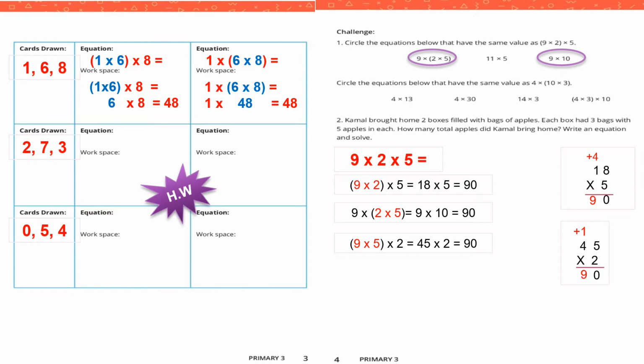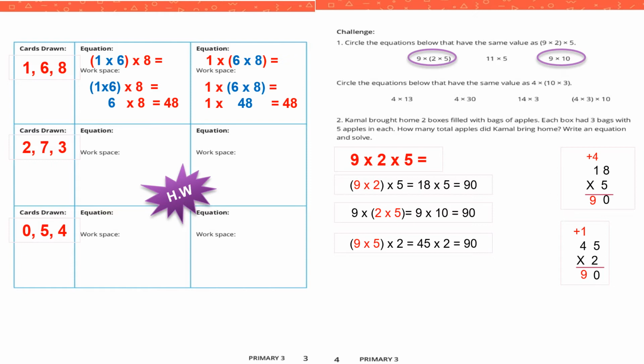The second question, he has here 4 times 10 times 3. He wants to know which of these choices equals the same product or gives me the same value. 4 times 10 times 3. Here we have 4 times 10 times 3.